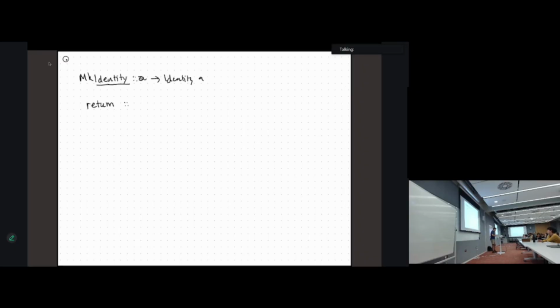So how do we make an A to identity? So return x equals, so I need to make something of type identity A. The only constructor I've given you is this thing called muck identity, so I better muck identity x.